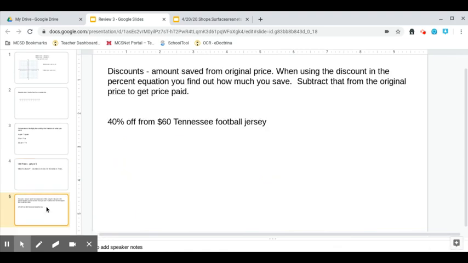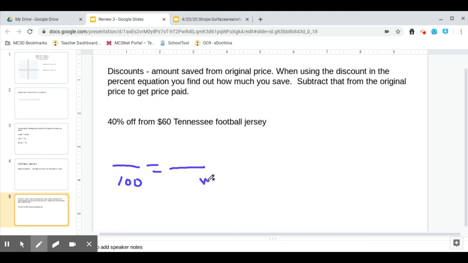Okay, discounts. When you want to find the discount of something, you find the amount saved from the original price. When using the discount in the percent equation, find out how much you save. Once you find out how much you've saved, you have to take that off the original price. So let's look at a problem. So we'll use the percent formula. Percent over 100 equals part over whole.